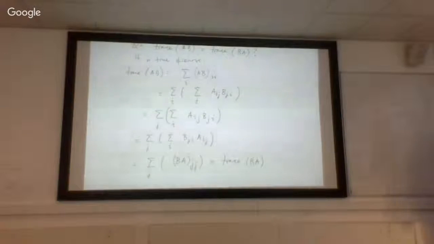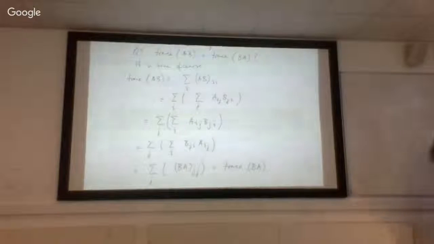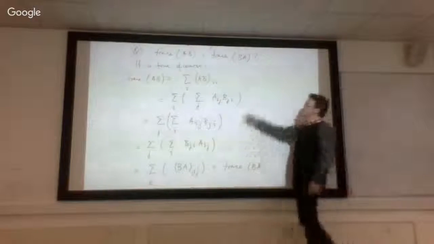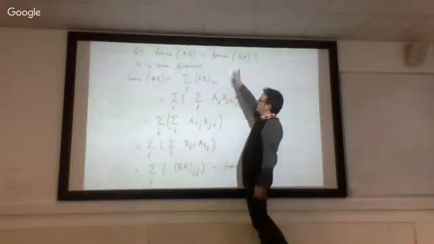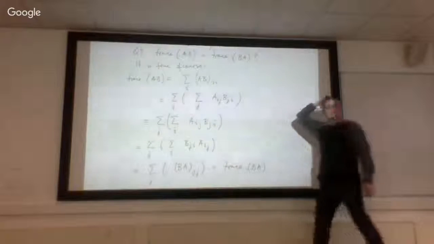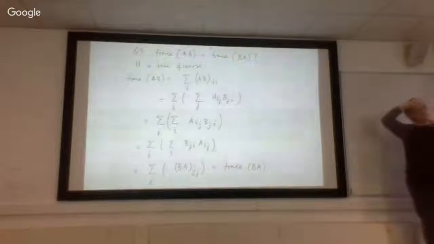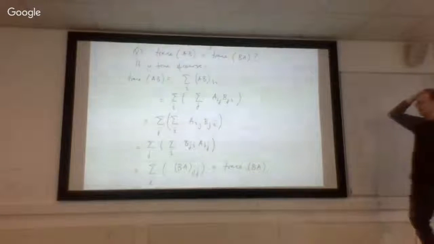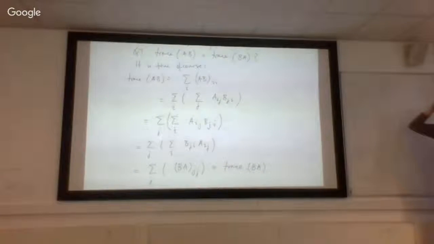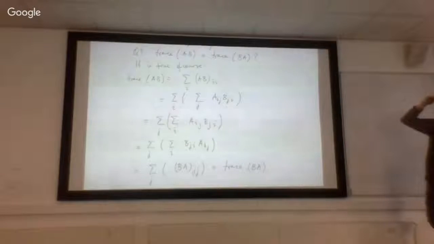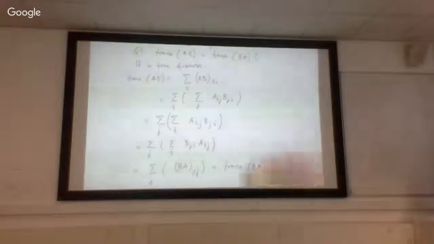So it is true. I won't dwell too long on this. This question came up because we were investigating a possible inner product defined by this trace function. It isn't an inner product though, because it fails some of the other properties, either the linearity or the positive definiteness. But it is symmetric.